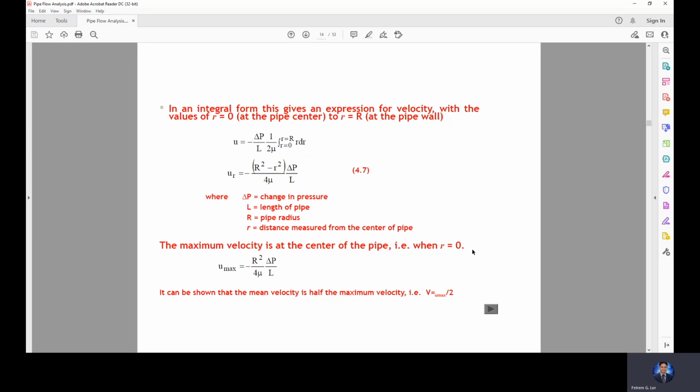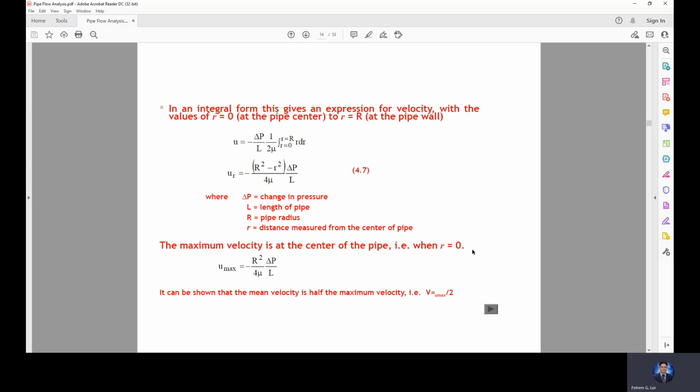Change in pressure is actually important, especially in an open channel or in pipes. The change in pressure over the length is the slope of the hydraulic gradient. I mentioned this earlier, di ba? The hydraulic energy line. So the slope of the hydraulic gradient is equal to change in pressure over length.